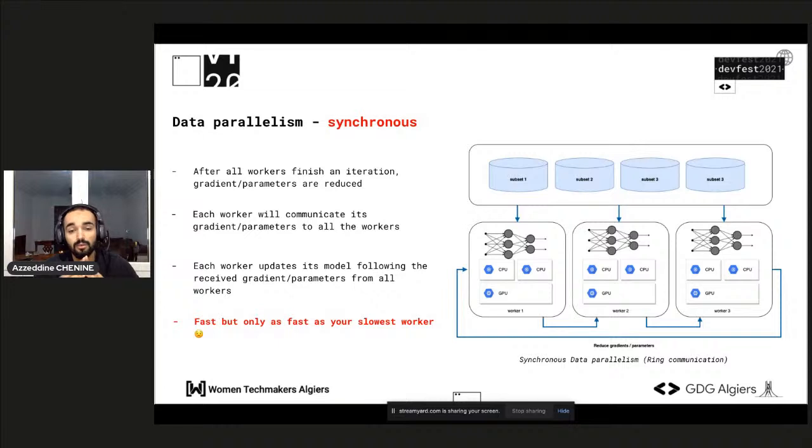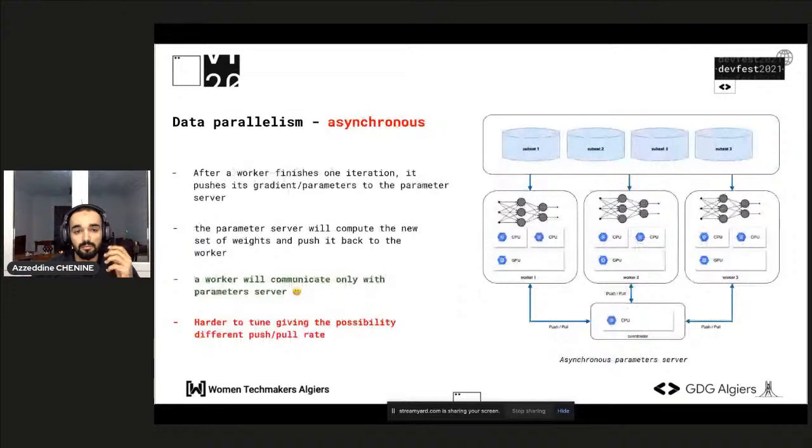But the problem with this is that you go only as fast as your slowest worker. So if you have a heterogeneous infrastructure and you have, let's say, a node with a faster GPU and a node with a slower GPU, the faster GPU, when it finishes one iteration, will wait until the node with the slowest GPU finishes its iteration also. So you will have what we call idle GPU time. And the solution for that is to use asynchronous data parallelism, which we generally call the parameter server.